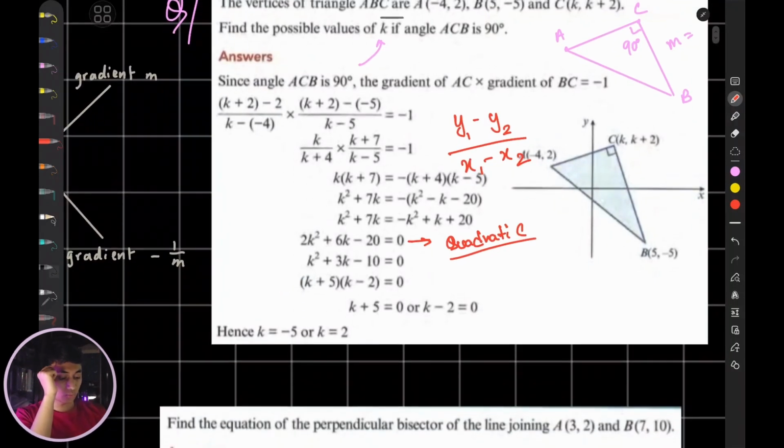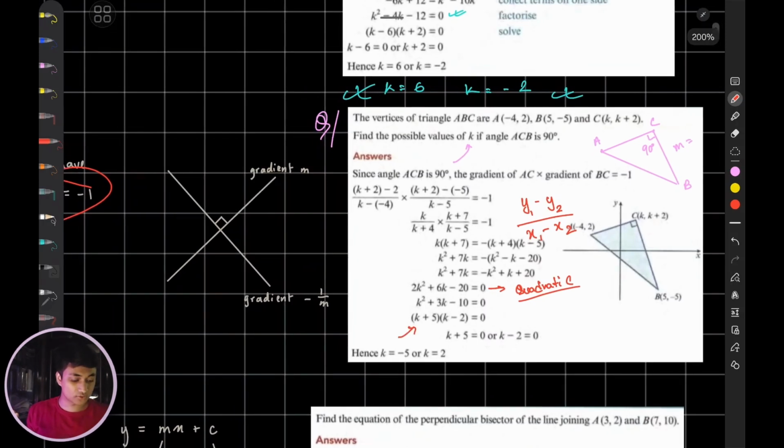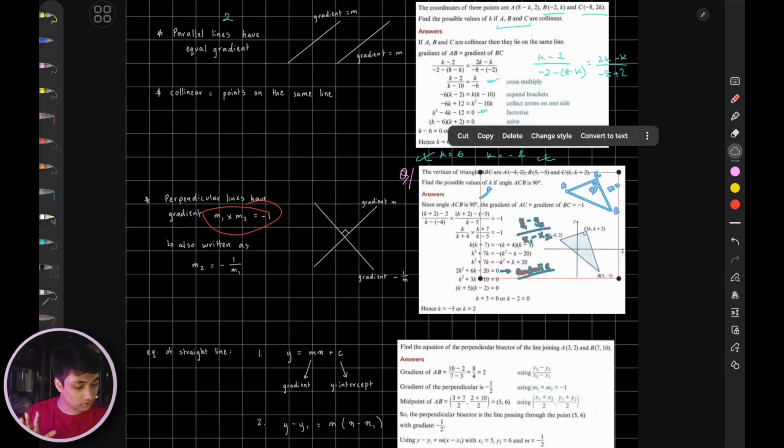Fair enough. Now, when you solve for k, you see that k is either -5 or 2, right? So, what did we see over here? We used the notion of perpendicular lines, that is the formula for gradients in case of perpendicular lines. We found both gradients, found the product, and equated that to -1. Then when we solved for the unknown value, we got a quadratic equation. And when you factorize it, you get two solutions, right? This is how you can solve questions related to gradient of perpendicular lines.